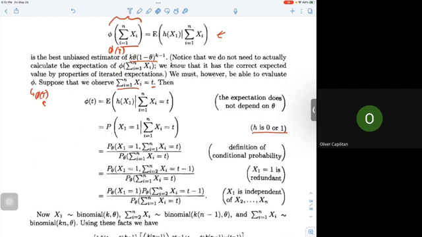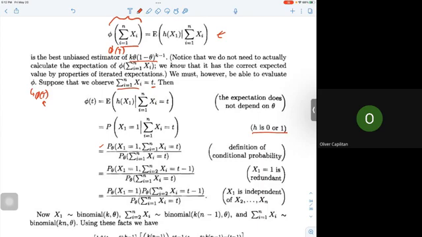Because of this, h is 0 or 1. And then the conditional probability will be equal to this. This is true. We have the probability of the joint in our numerator divided by the marginal probability of the summation of x sub i equal to t.